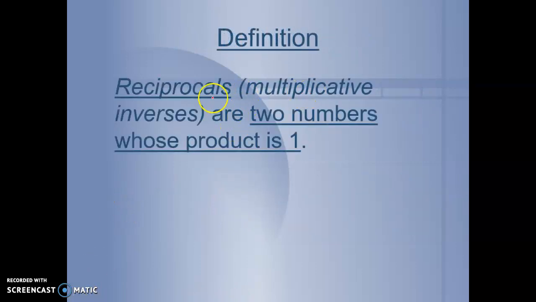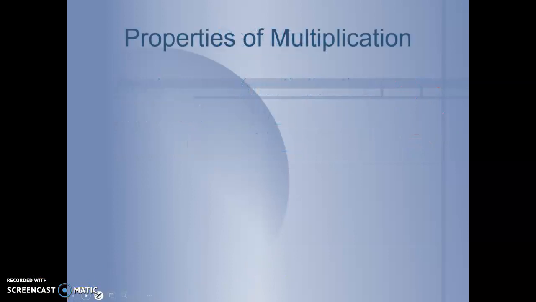Reciprocals, or what we call multiplicative inverses, are two numbers whose product is 1. The reciprocal of 1/2, flip our fraction here, is 2 over 1. And if I were to multiply those, I would get 1. The reciprocal of 3/4 is, flip our fraction here, 4/3. And if I were to multiply those, I would also get 1. So inverses is just multiplicative inverse, flipping that fraction over.